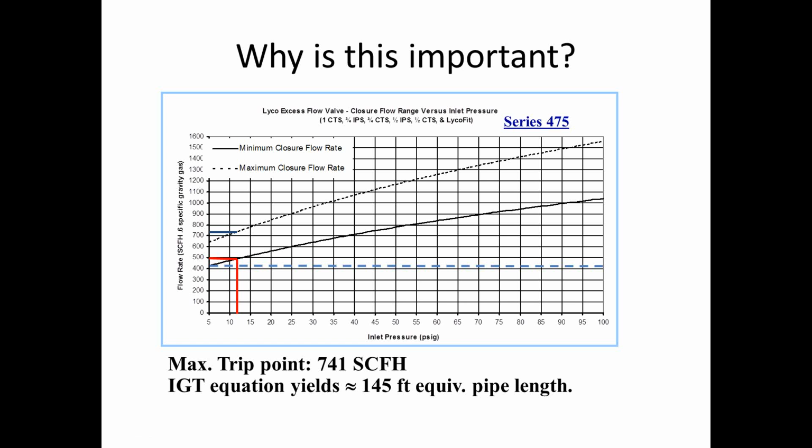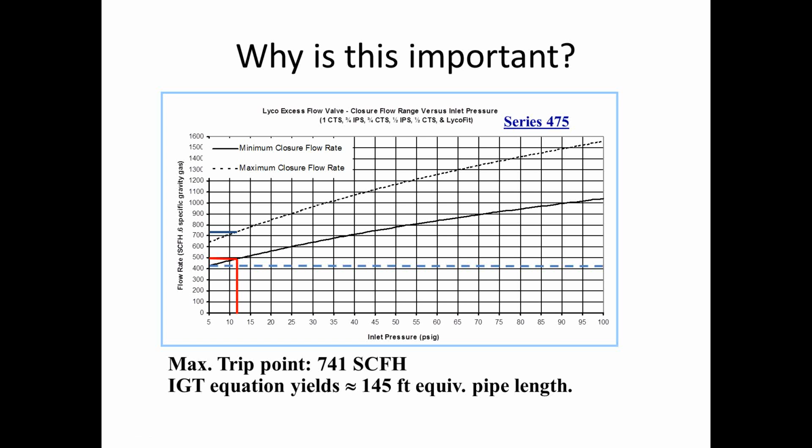Now if we wanted to keep 6 psi, we talked about the fact that we wanted to keep a certain pressure at the regulator. In this particular case, if we wanted to keep 6 psi at the regulator, we would be able to cover 213 feet of half-inch CTS line with the pressure drop in the EFV at 741 standard cubic feet per hour. But because we actually need to size on that maximum trip point, we're going to use 145 equivalent feet of pipe that we can protect.